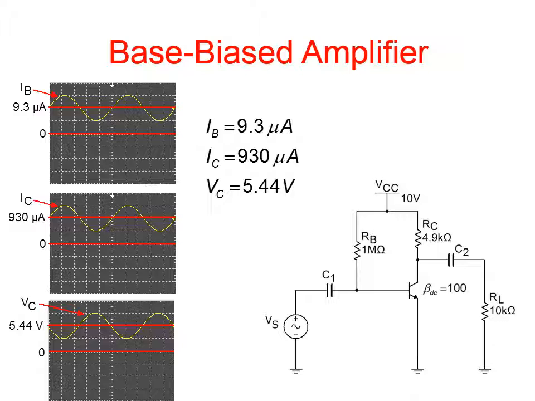So what happens is once you set up the DC voltages, the whole function of an amplifier is to amplify the AC voltages and currents. So here you can see the base current that we just calculated, 9.3 microamps. An input AC signal simply rides up on top of that base current. Similar kind of thing with the collector current and the collector voltage.